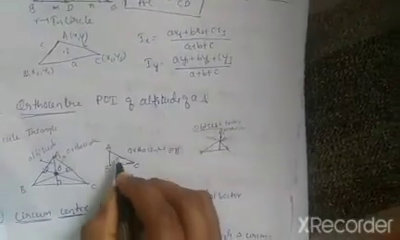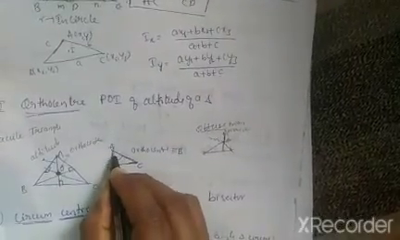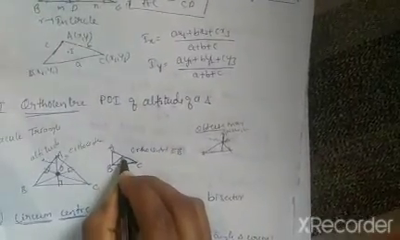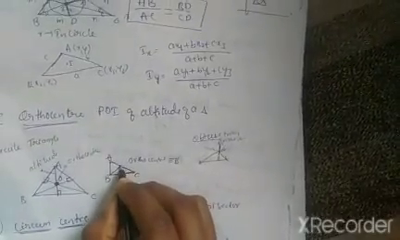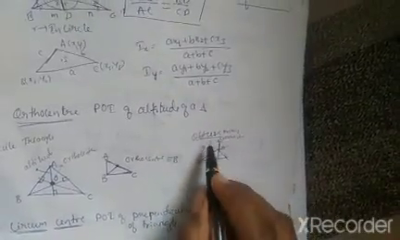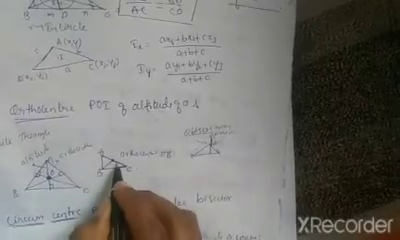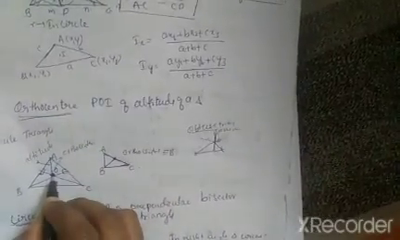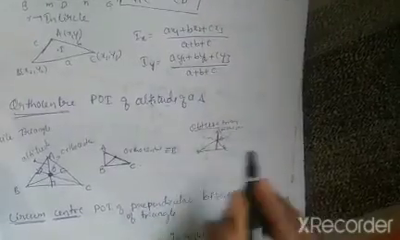If it is an acute angle triangle, the orthocenter lies inside the triangle. If it is a right angle triangle, the orthocenter lies on the triangle. Third, if it is an obtuse angle triangle, the orthocenter lies outside the triangle.